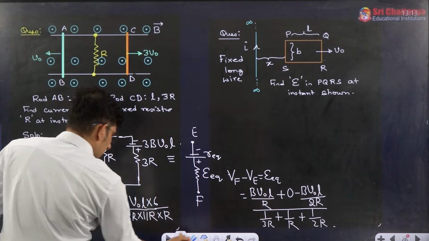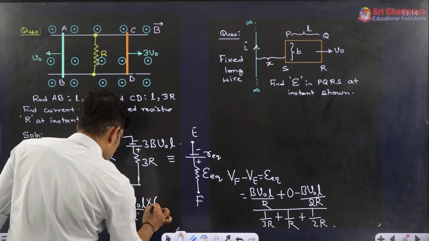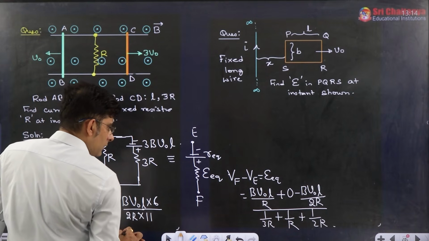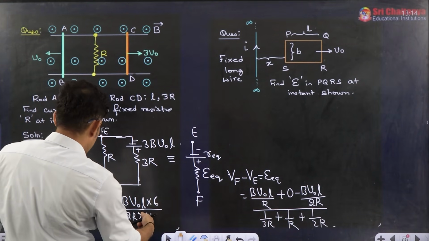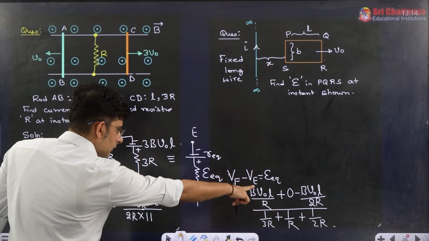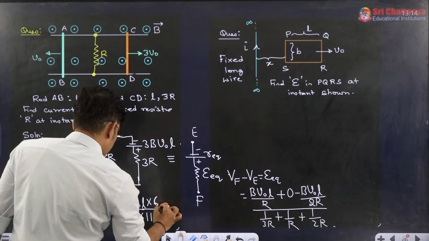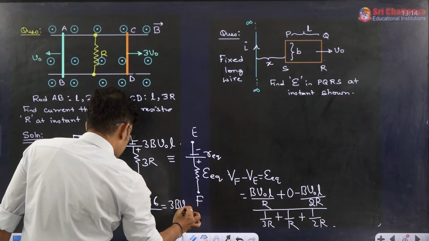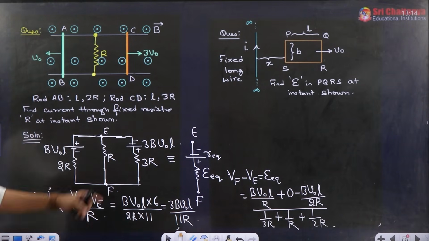So I'm sorry, this R goes up. So we have 2R into 11, and this R and this R will cancel, only one R will be left. So we will have 3 B V naught L by 11R. This will be the current. You can cross check it.